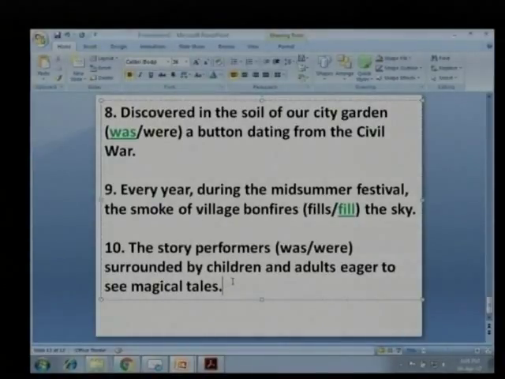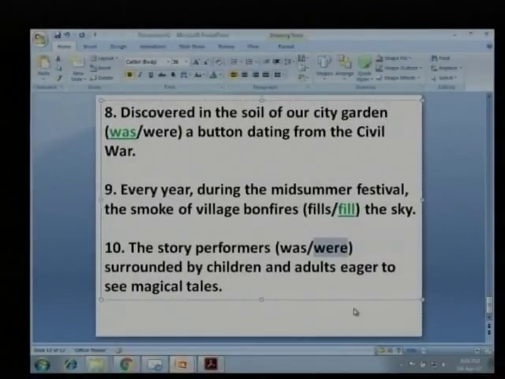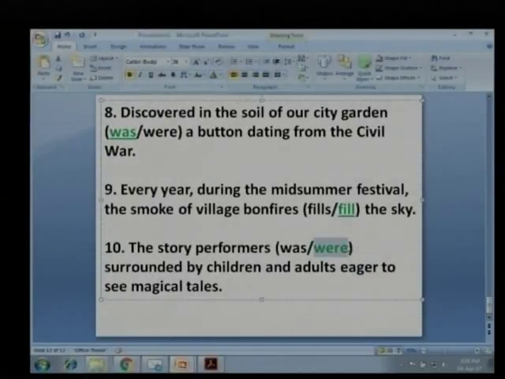The story performers were surrounded by children and adults eager to see magical tales. The story performers, it's a plural form. If it's a plural form, I will use were. Okay. This is plural. I will drop the S like I did. I dropped the S here as well. So when your subject is singular, your verb will have S in the end. When the subject is plural, you will drop the S.